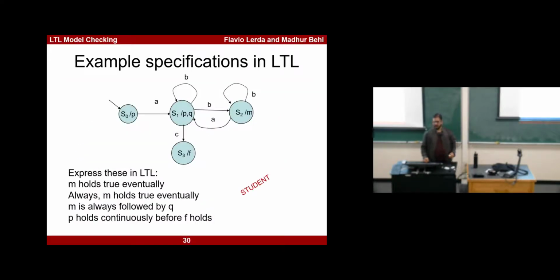We did this manually last time, whether this was true or false. But now I want an LTL formula for each one of these expressions. So let's start with the first one. How can we say that M holds true eventually? How do we specify this in LTL?